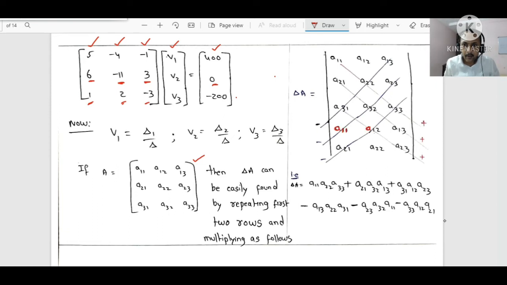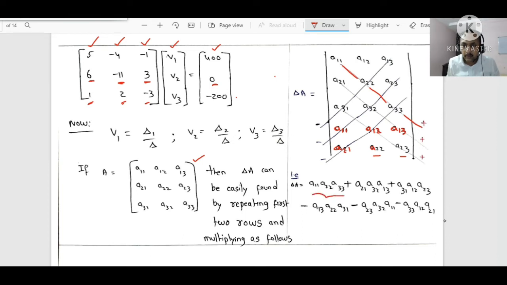A11, A12, A13, and similarly the second row also you repeat: A21, A22, A23. Now the determinant is very simple. What you have to do is multiply all these 3, A11, A22, A33, in the manner I have written the line.